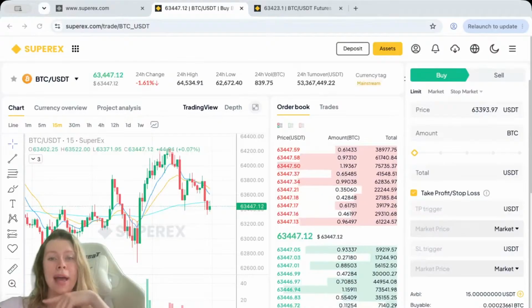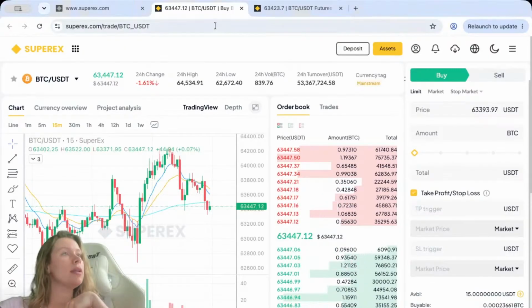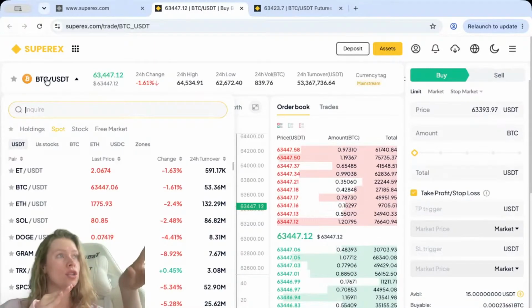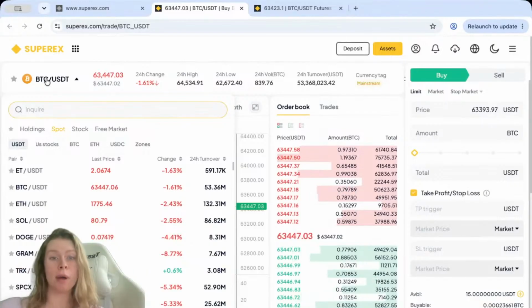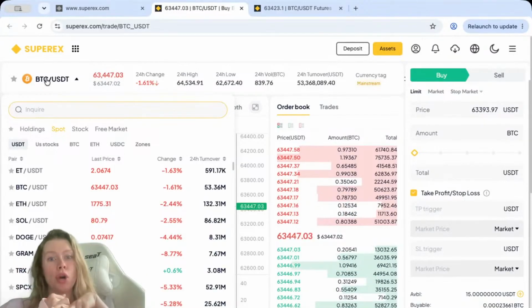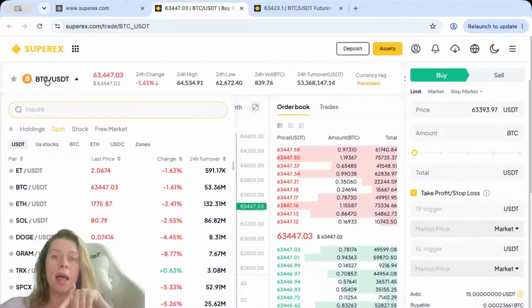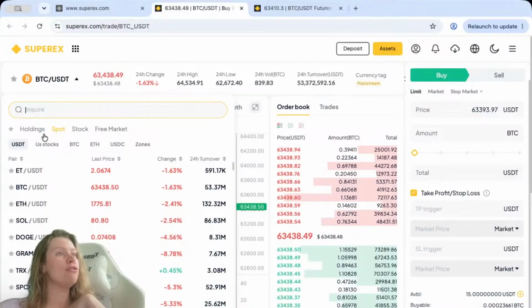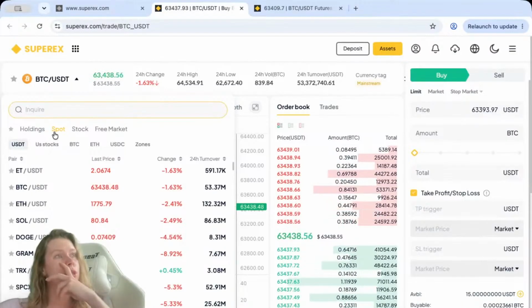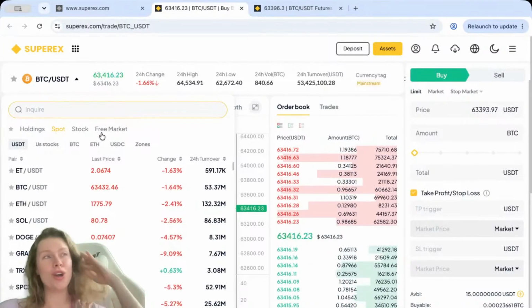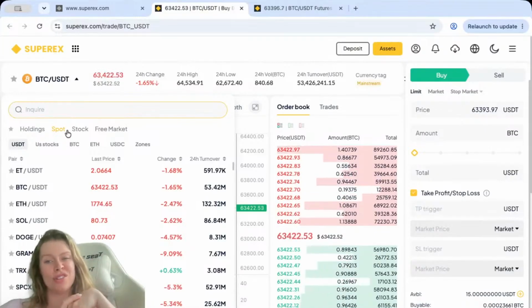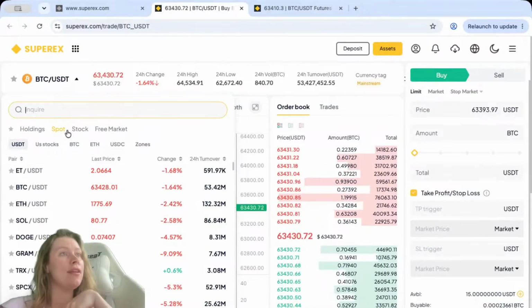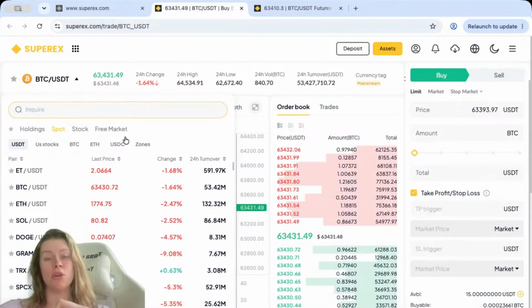Okay, with pairs, let me go into my window. You can switch between pairs just by clicking on this top button here. You can click in the search bar and type in any token that you want, like ETH, SOL, BNB, anything. SuperEx honestly has thousands of pairs. And then these labels let you filter between what you want to search for. Spot is crypto, stock is for US stocks. SuperEx has stocks, so you could trade Apple, Tesla, whatever you can think of from the stock market. And then free market is for community listed tokens and so on.